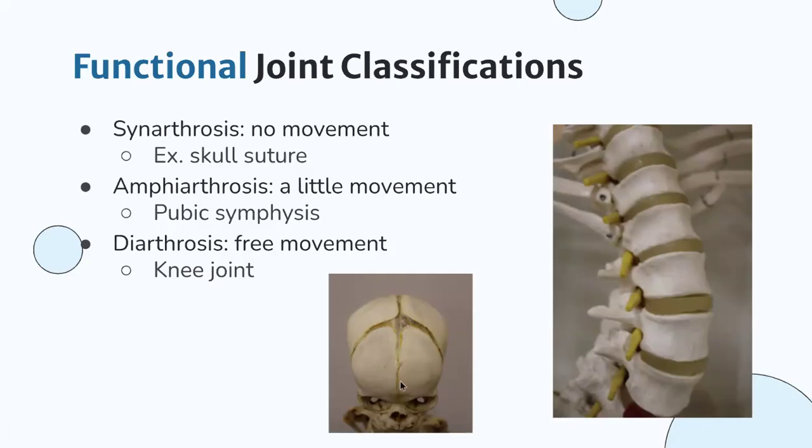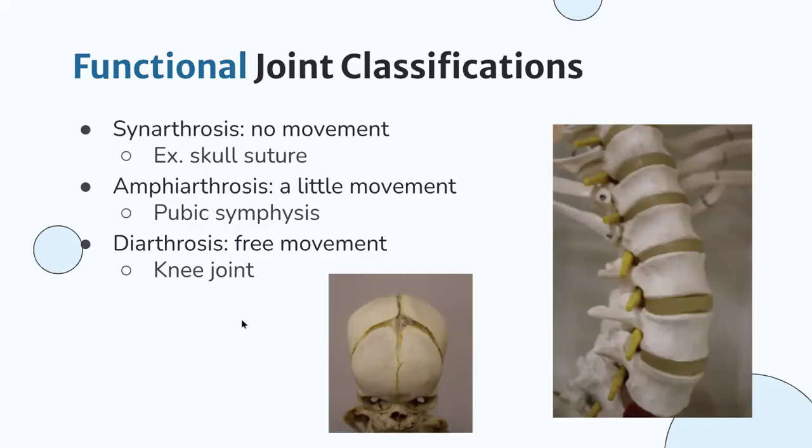If you see this image down below over here, you can see that you have your mid-sagittal suture and your coronal suture within the skull. These would be synarthrosis because the bones of your skull, obviously, you do not want them to move. That would be very bad if they were. And so there is no movement, they are synarthrosis.